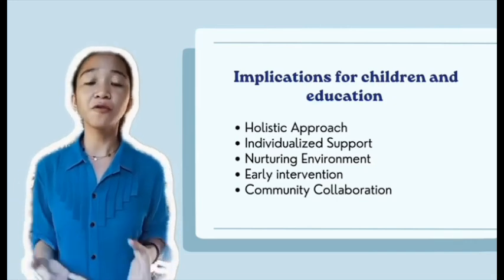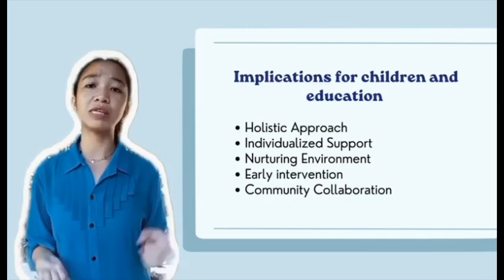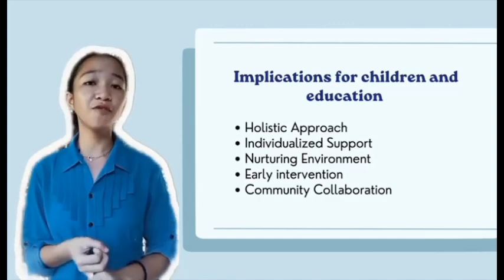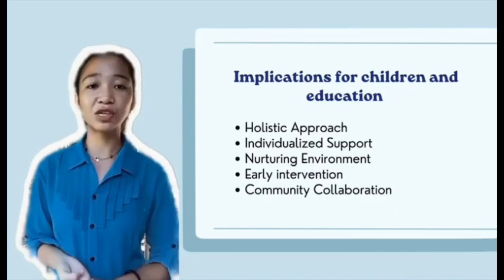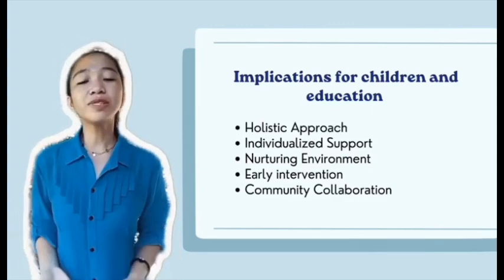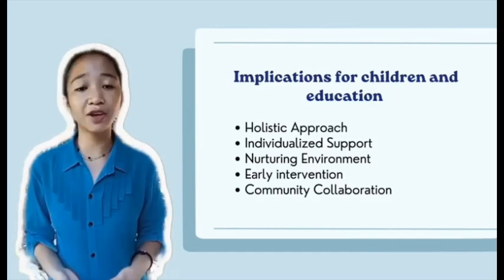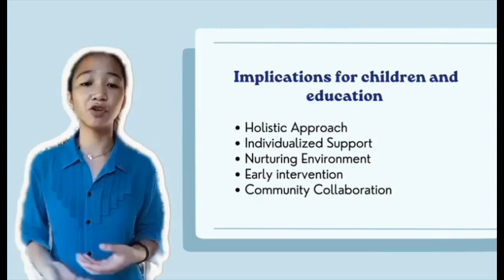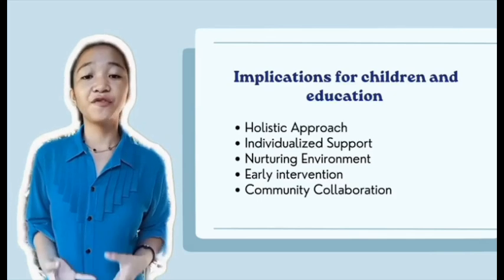There are five implications for childcare and education. Number one is the holistic approach, then individualized support, nurturing environment, early intervention, and lastly, community collaboration. When we say holistic approach, childcare and education should adopt a holistic approach, recognizing the interconnectedness of various developmental domains. The next is individualized support.